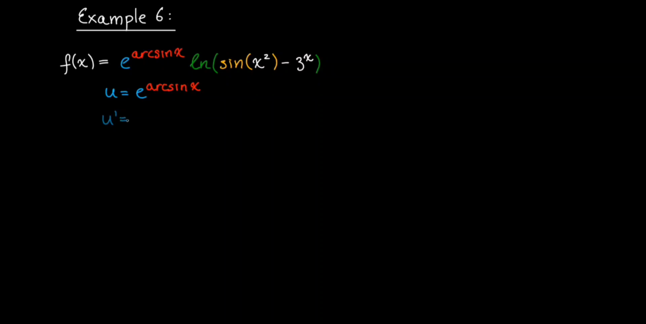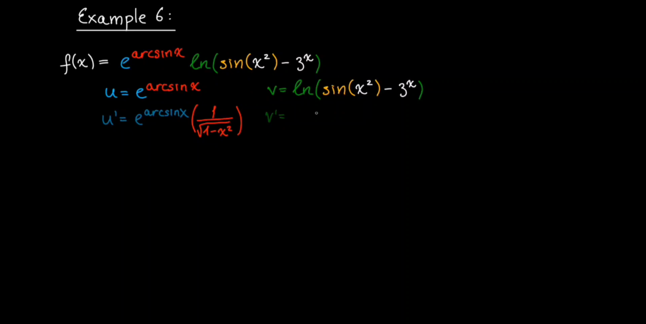This means that u prime is going to be equal to e to the power of arcsine x, and then multiplied by the derivative of arcsine. And as we discussed before, its derivative is going to be 1 over the square root of 1 minus x squared. We then set v as the second part of our function, ln of sine x squared minus 3 to the power of x.